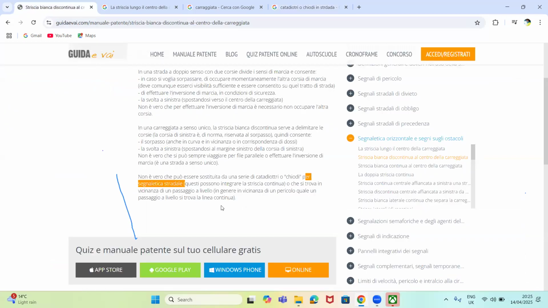They said, questi possono integrare la striscia continua. They can integrate, they can also be used as a continuous line. That means if you see them there, they work as a continuous line. And continuous line means something else different. They are different from this continuous line.